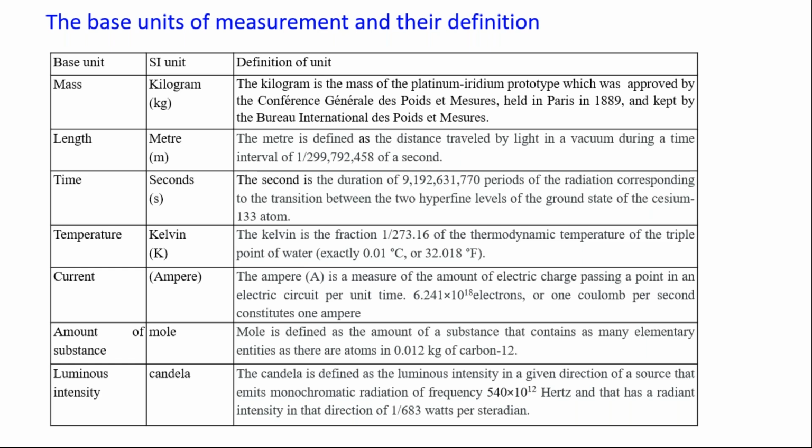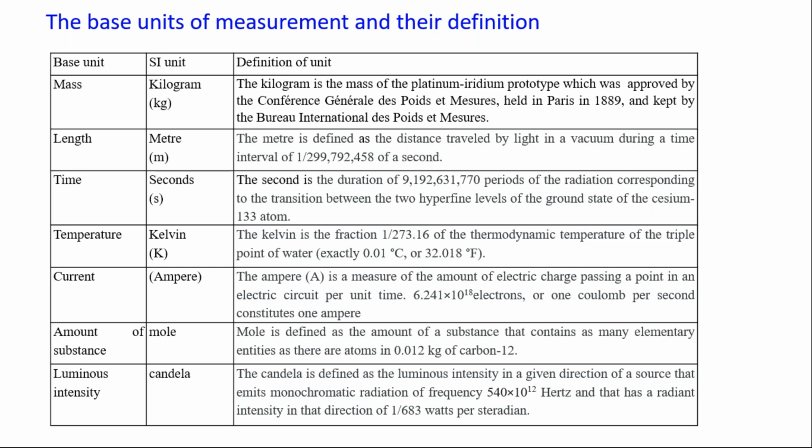Then you have length, which is the meter. It is defined as the distance traveled by light in vacuum during an interval of 1 by 299,792,458 of a second. Then you have time. The basic unit is the second. The second is the duration of a large number of periods of the radiation corresponding to the transition between 2 hyperfine levels of the ground state. It's not necessary to know these definitions, but we need to know what these 7 base units are.